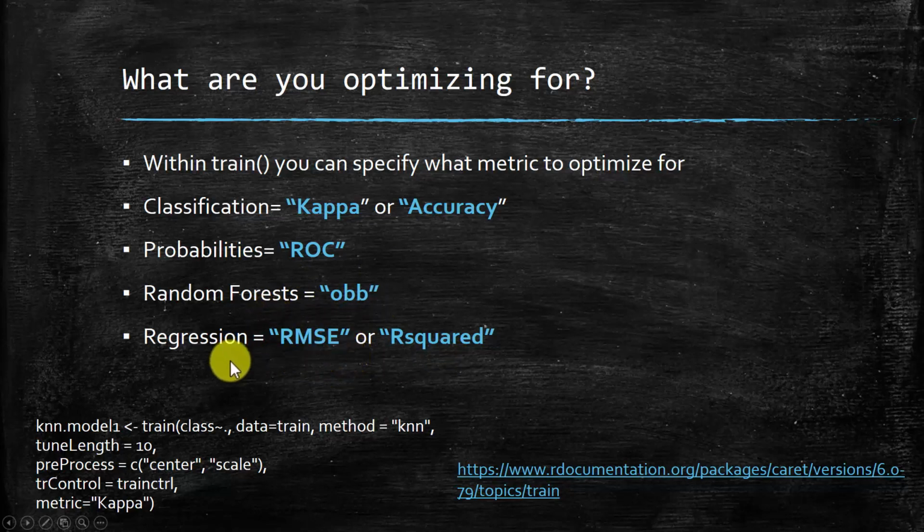So here's another example of a model where we're setting it up. We're predicting class with all the other columns in the table. The table name is train. We're using k-nearest neighbor. We're going to test 10 values for k. We're going to center and scale the data. We're going to use our train controls as specified in this train control object, which needs to be specified earlier. And then we're going to optimize on the kappa metric.